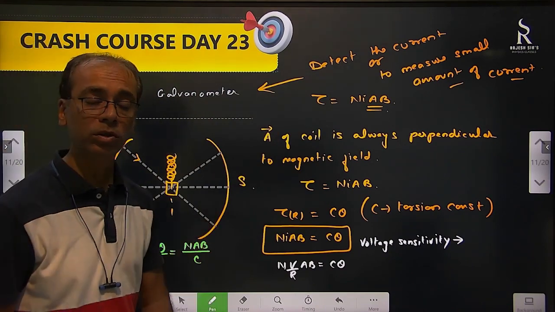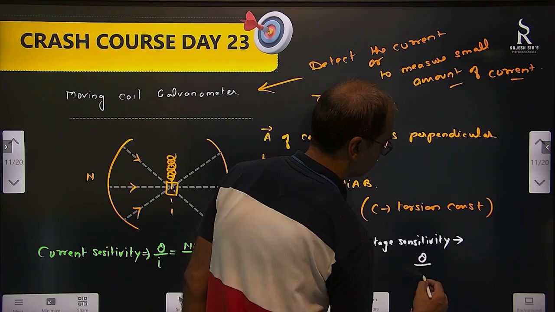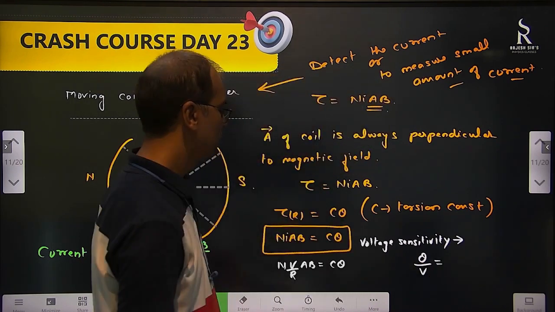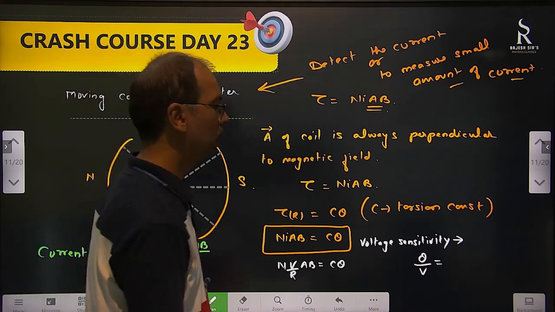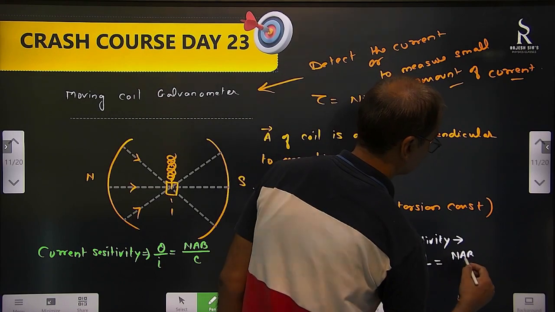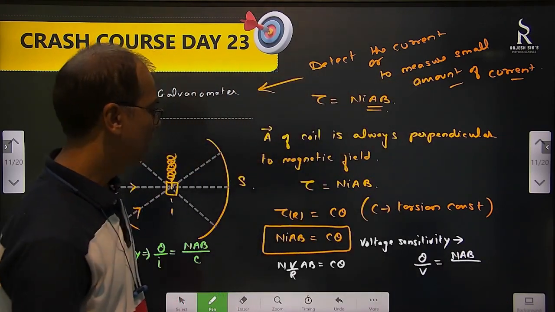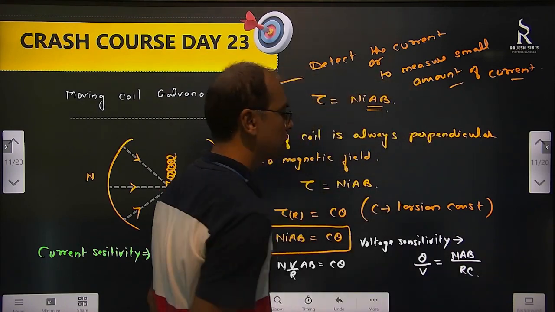Deflection produced per unit change in voltage, theta by V. Theta by V will be theta, and this V goes there and C comes here. So NAB by RC. This is voltage sensitivity.